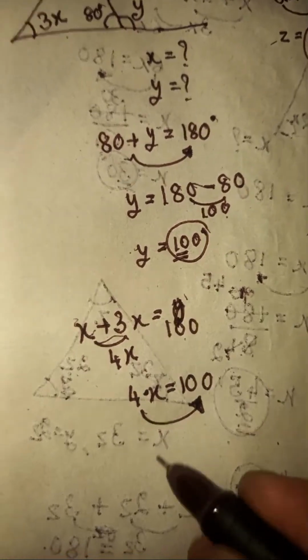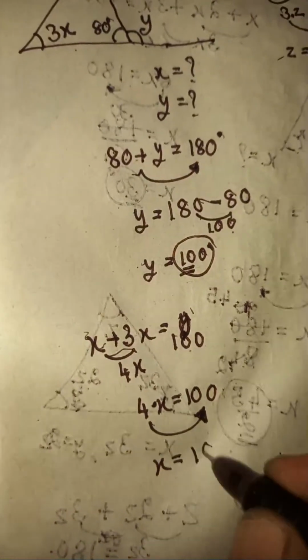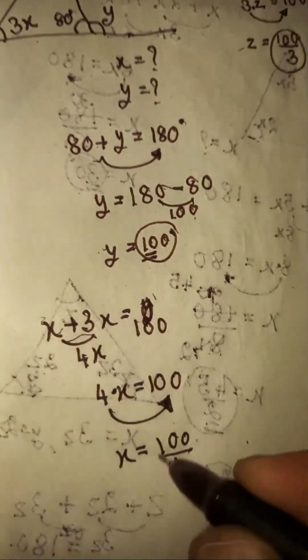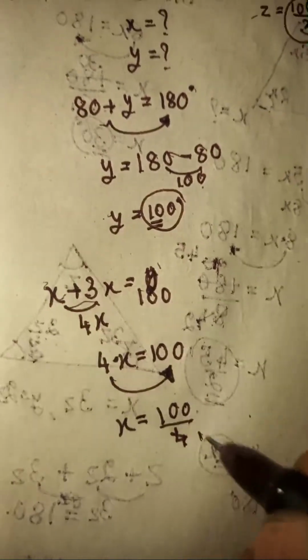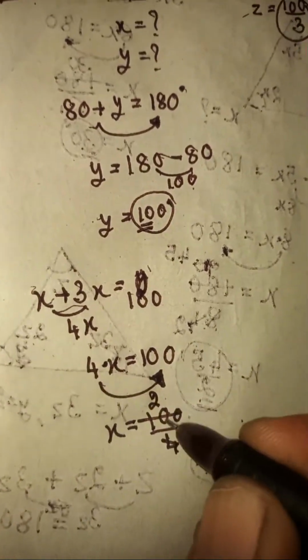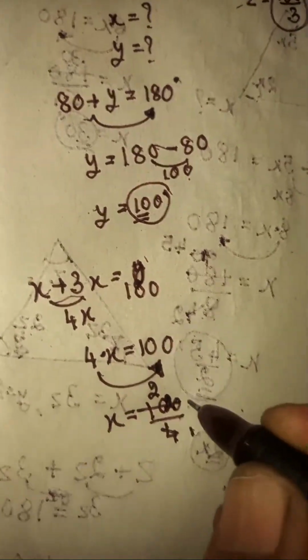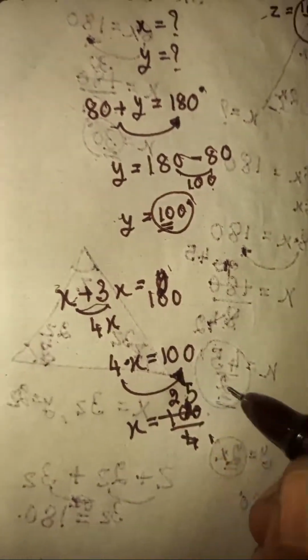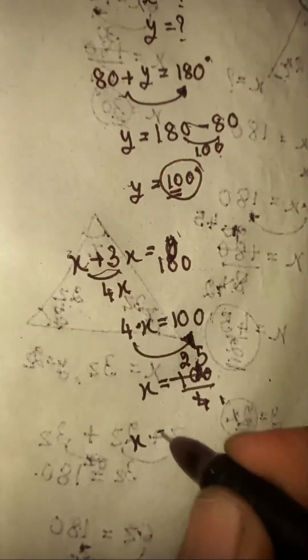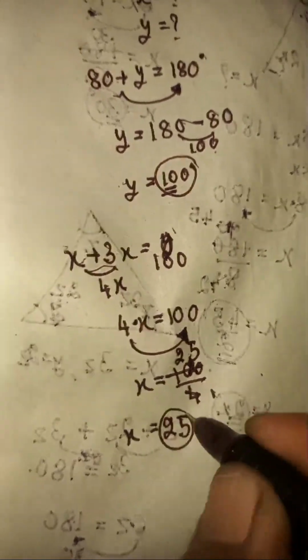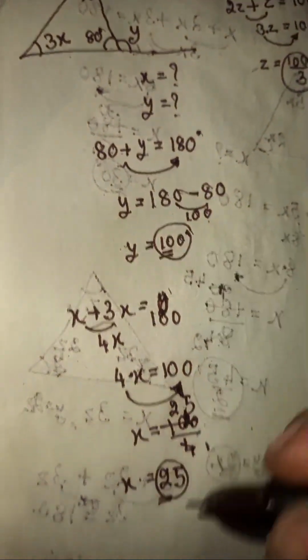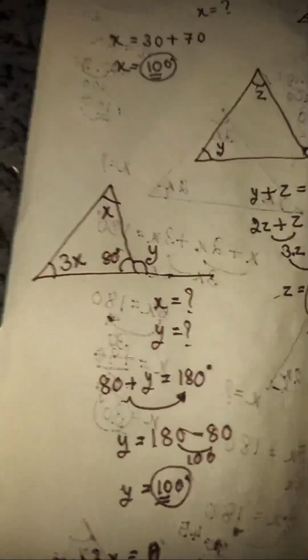This 4 comes here, it comes in denominator, x equal to 100 by 4, and this 4 you can divide 4 1 times, 4 2 times is 8, and 10 minus 8, 2 going to remain, that comes here, 4 5 times is 20. x becomes equal to 25 degrees. y equal to 100, x equal to 25 in this problem.